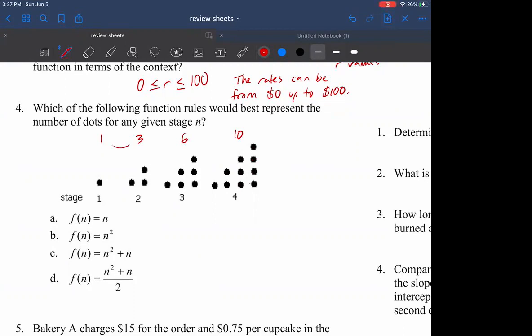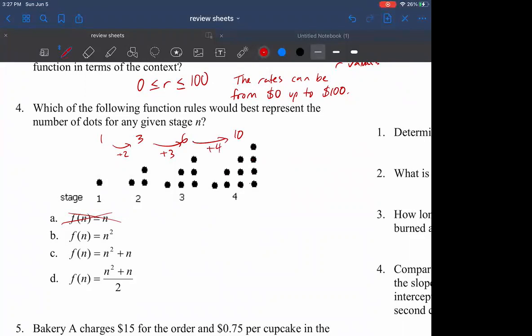So we've got 1 to 3 is +2, 3 to 6 is +3. It's immediately changing the value. So this is not going to be linear. So it can't just be f of n equals n. First off, that's obvious because that would mean stage 2 has 2 dots, stage 3 has 3 dots, stage 4 has 4 dots. That's not the case. Yeah, because it's changing here.